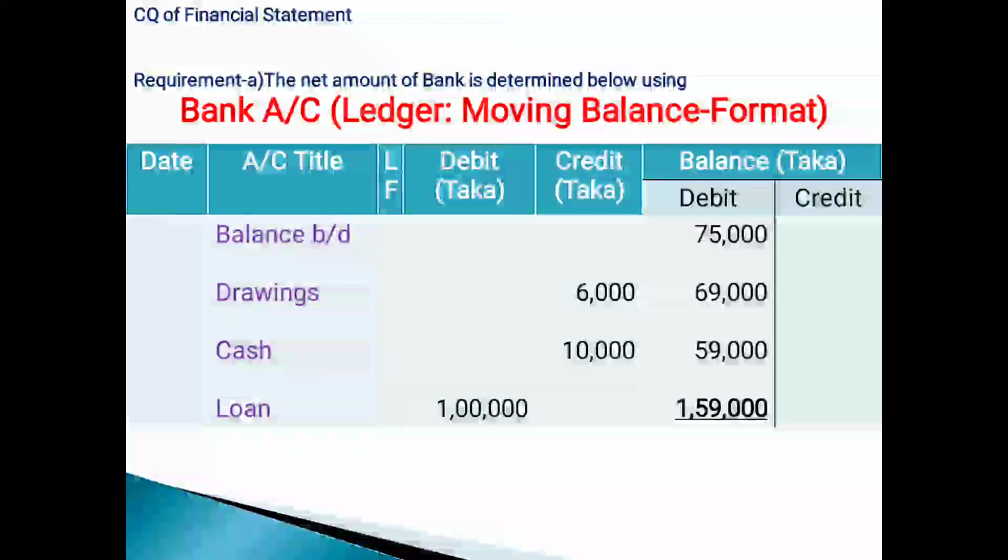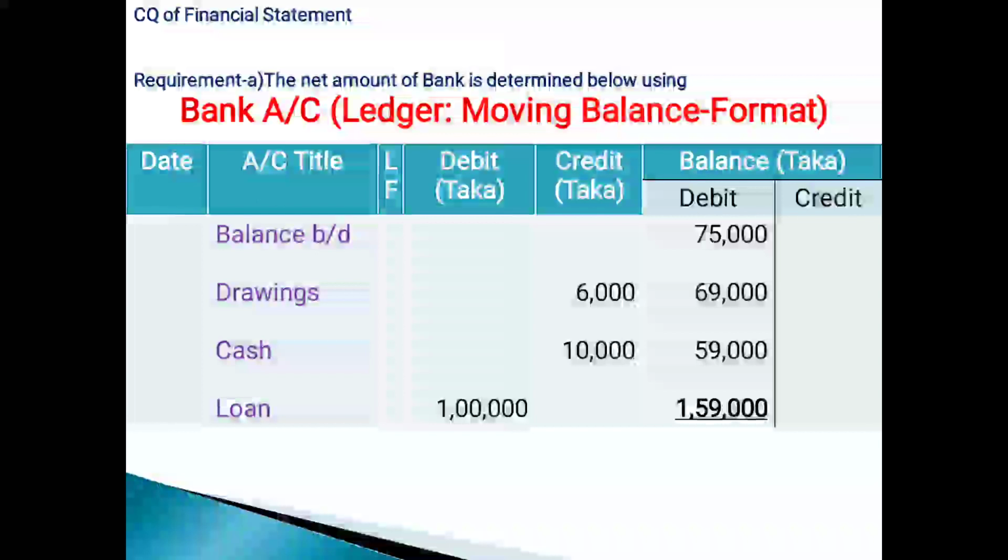Another transaction, loan taken from Trust Bank. For this entry, bank balance is increased and loan increased. So bank balance increased for loan, so the account title column is written for the loan account, that is the opposite account of bank, written in the credit side for taka 1 lakh.